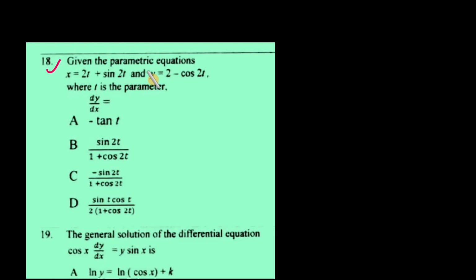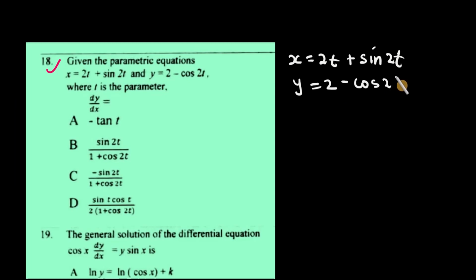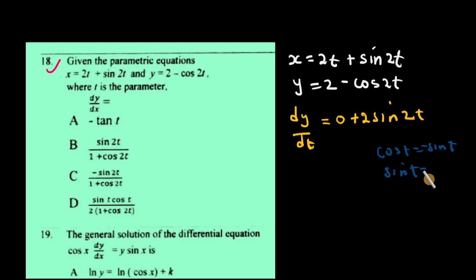Number 18. Given the parametric equations x equals 2t plus sine 2t and y equals 2 minus cos 2t, where t is the parameter, dy/dx equals? The first thing to do is to differentiate the parametric equations with respect to t. That is, dy/dt is equal to 0, since differentiation of 2 is 0, plus 2 sine 2t. You know, when we differentiate cos t, we always have minus sine t. And when we differentiate sine t, we have cos t.